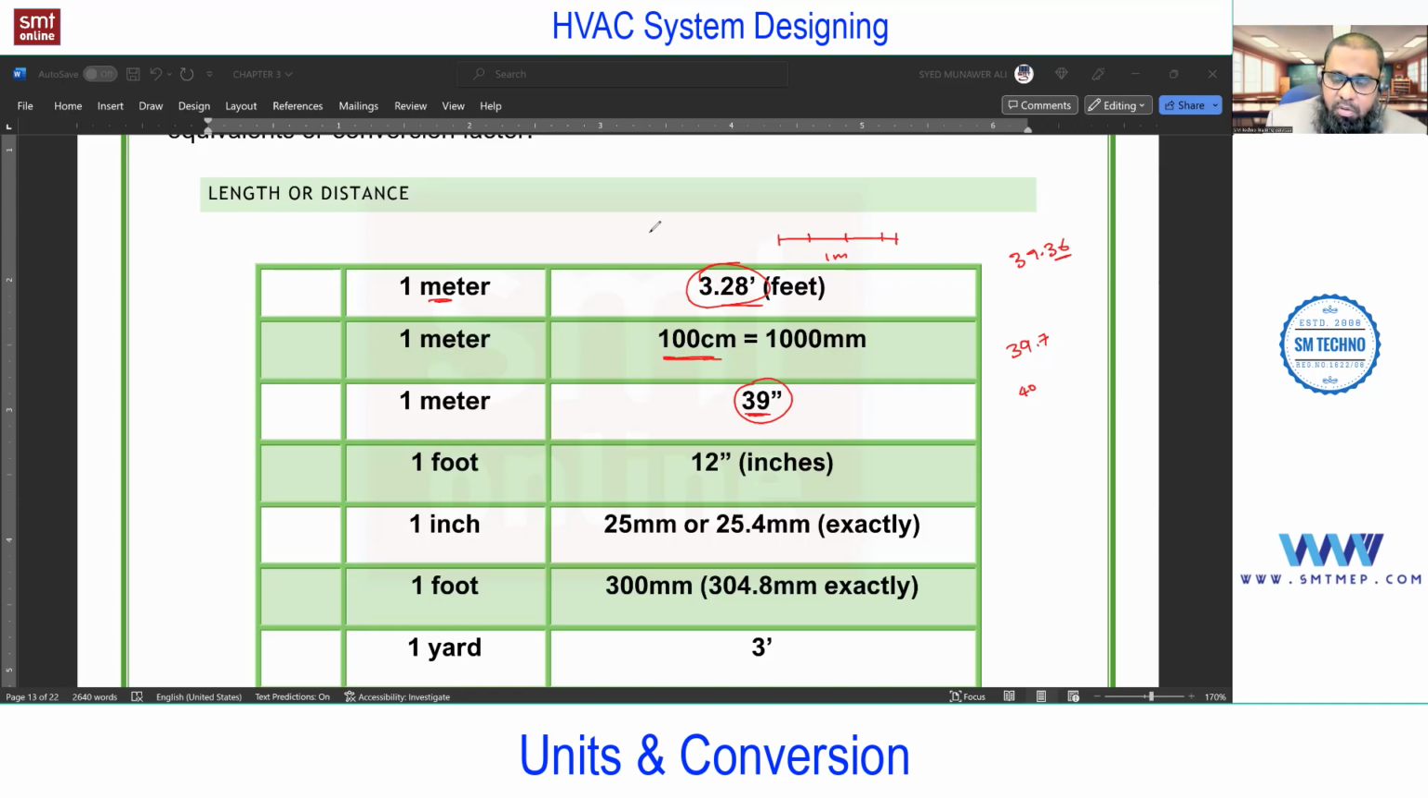Okay, so don't get confused. Here I'm talking about the round off is applicable only for system designing, not for component designing. So here 39 I can round off. 1 meter in terms of inches is 39.